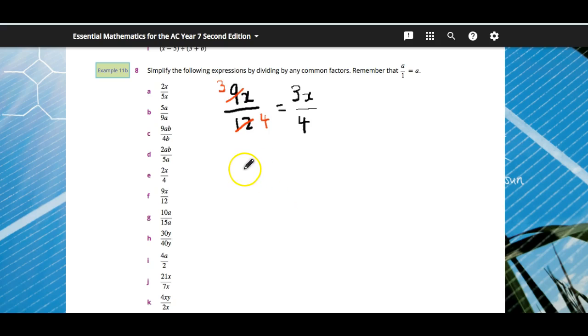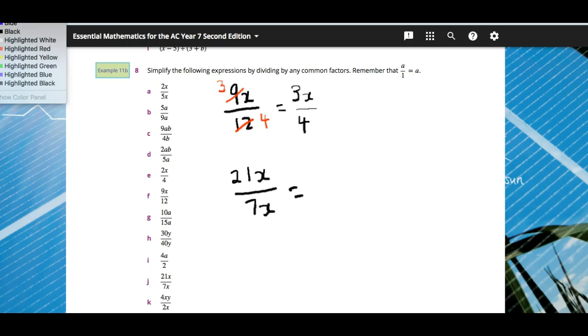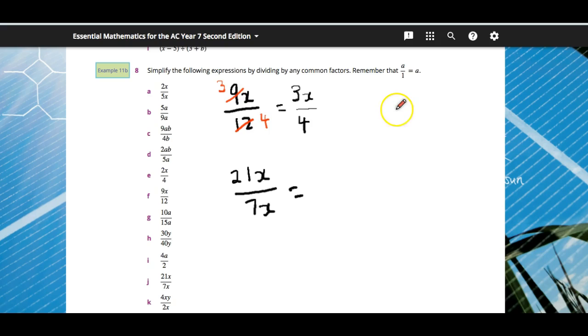Let's do 21x over 7x. Okay, so first of all, I can see I can eliminate my pronumeral x, and the 21 over 7, if you want to write that again, you can. But this is basically saying 21 divided by 7. So how many times does 7 go into 21? It's 3. So you could say here what number goes into both 21 and 7.